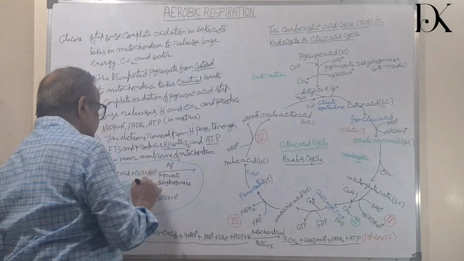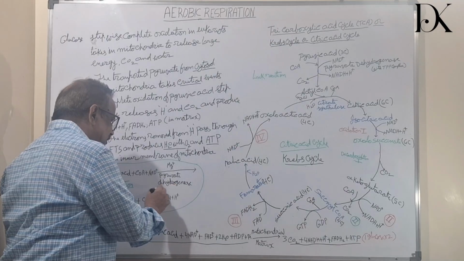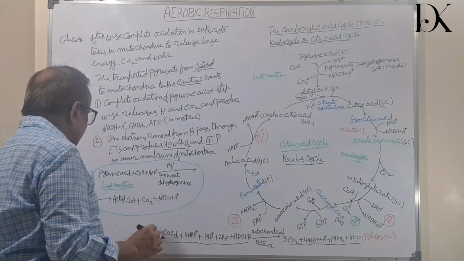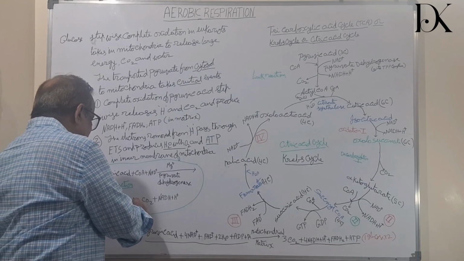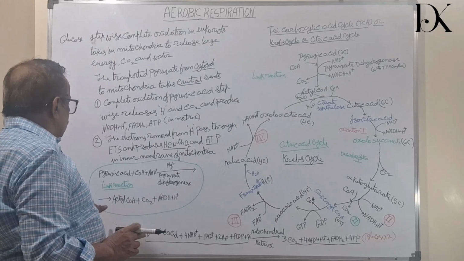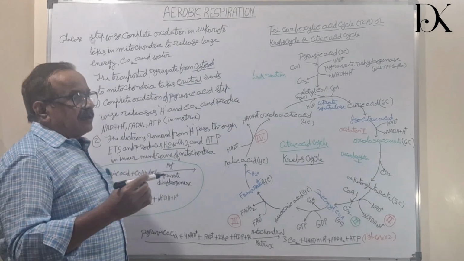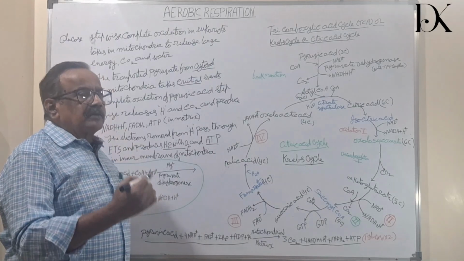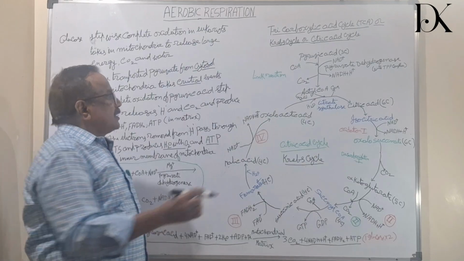So in the presence of the magnesium, pyruvate dehydrogenase, this enzyme also you have to remember. It produces acetyl coenzyme A, carbon dioxide, and NADH plus. This happens in the first step before the Krebs cycle. Krebs cycle, all of you know. That is this step.